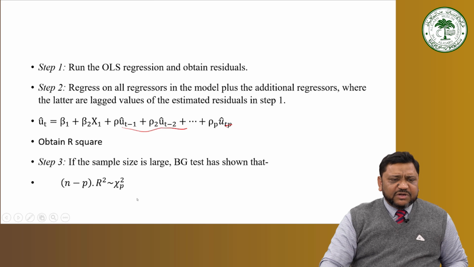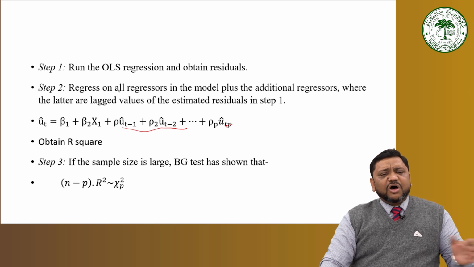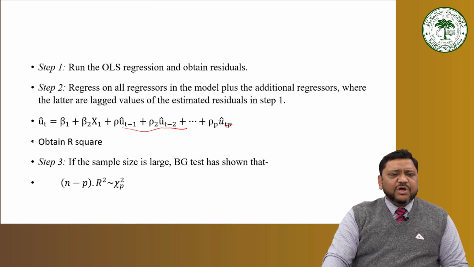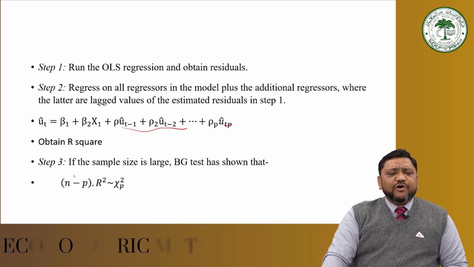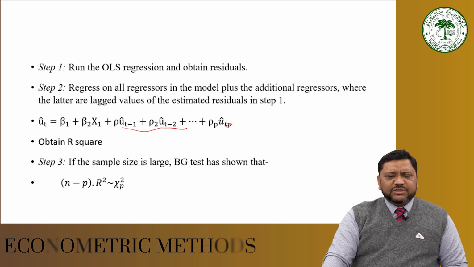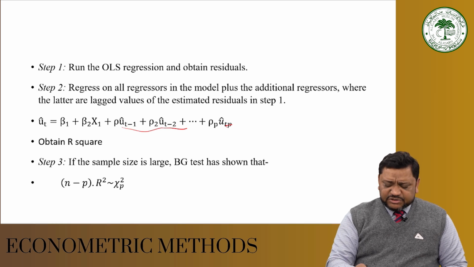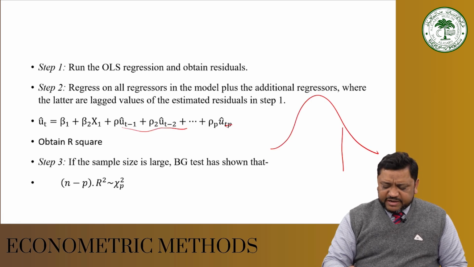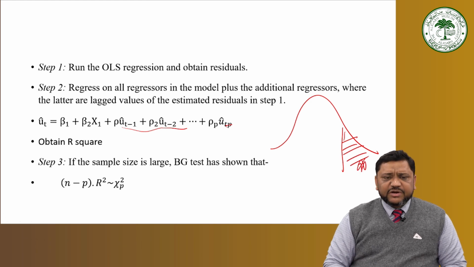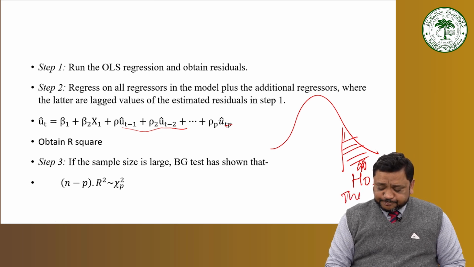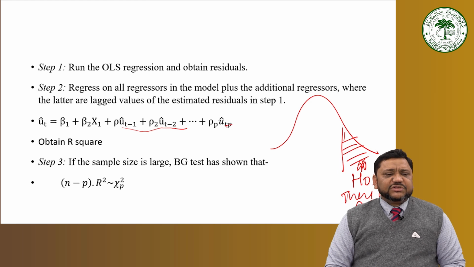So I quickly repeat this method of the BG test. First we run the OLS regression and obtain the residual. Now we regress on all regressors in the model plus additional regressors, where the latter are lagged values of the estimated residuals of step 1. We estimate this equation, we obtain the R square, and then we compute n minus p multiplied by the R square. This is your BG test statistic, and p is the number of lagged residuals included. The chi-square distribution is a right tail test. So if your value falls over here, your null hypothesis is rejected. Null hypothesis is rejected means there is autocorrelation.